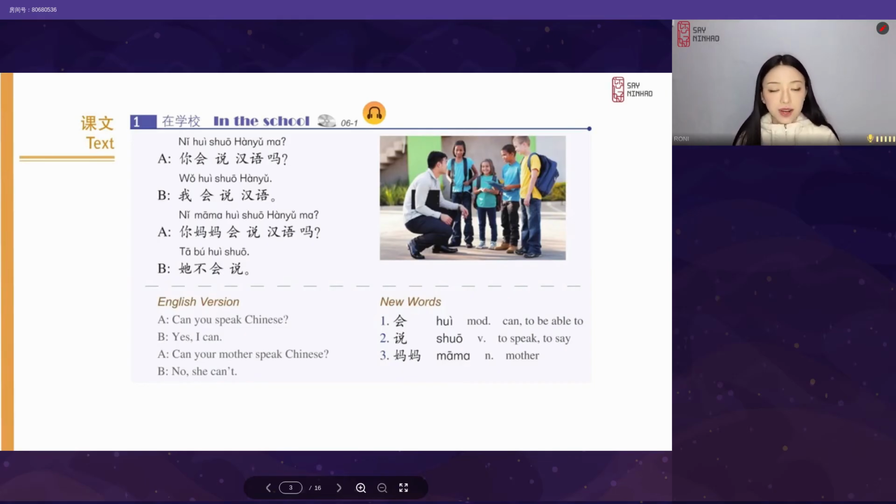Now let's move on to our text. I will read and please listen carefully about the pronunciation.